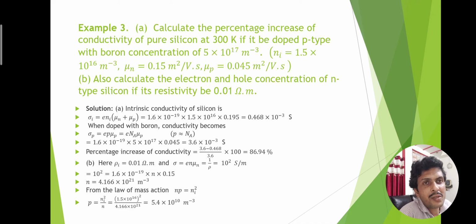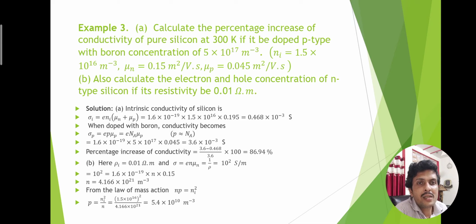So the resistivity is given, and you only have to calculate the electron and hole concentration. For this, you know the resistivity, therefore sigma n; better you write sigma, because it is an n-type semiconductor, so sigma n and sigma are the same. So here e n mu n is given by 1 by rho, and that is equal to 10 to the power 2 Siemens per meter.